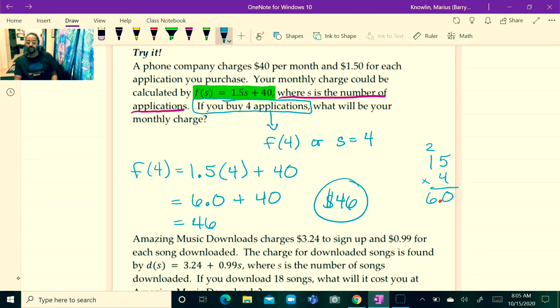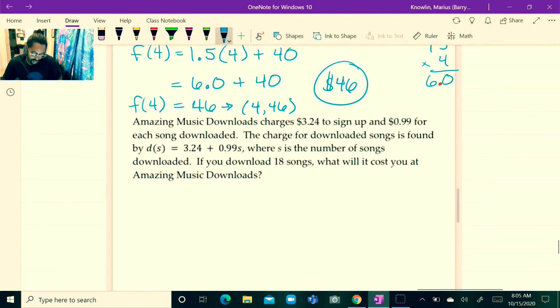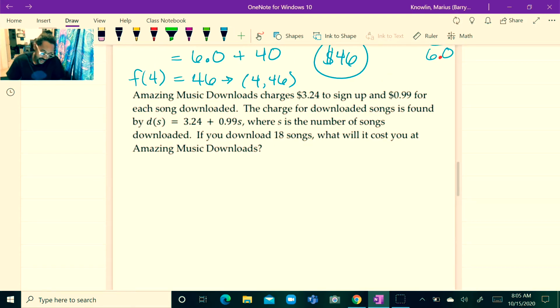$46. Okay, and we want to always put our answer in the context of our word problem. Also, we could look at it as f of 4 equals 46. We could write this point as (4, 46) as the ordered pair, but our final answer is $46. Let's take a look at this next problem.